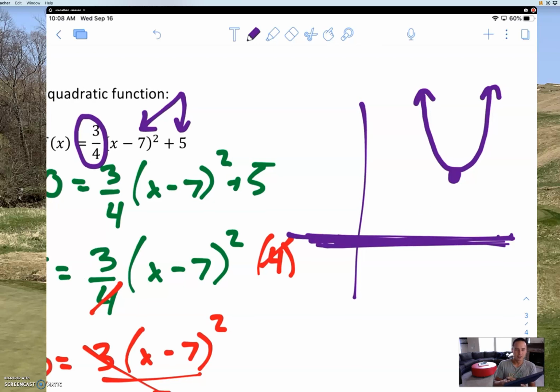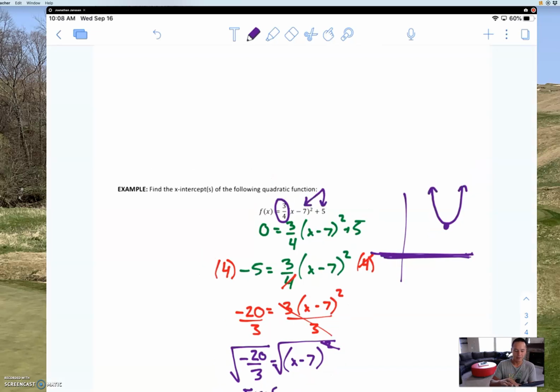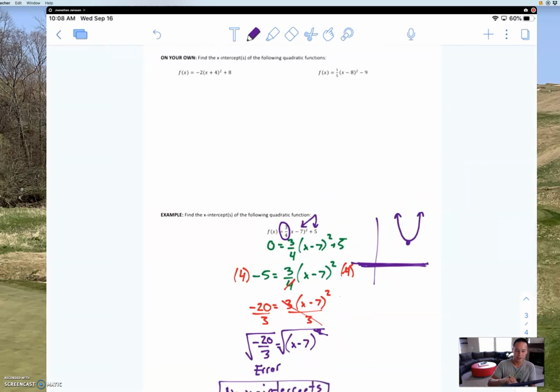Some of you may have learned last year something about imaginary numbers. So there is a numerical way that you can find a number for those x-intercepts. It's just they aren't going to show up on the graph. So we're not going to deal with imaginary numbers right now.